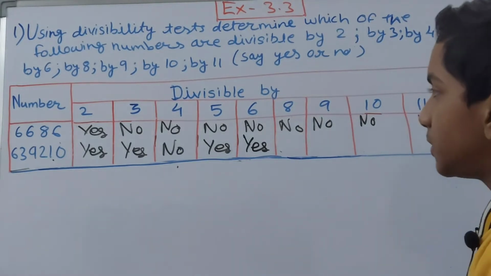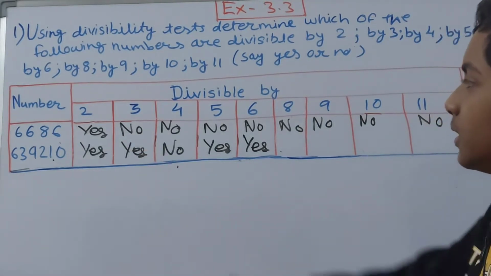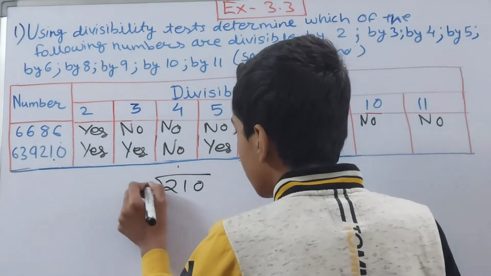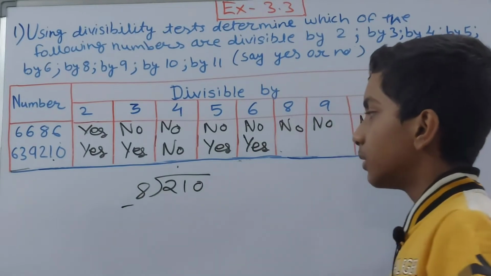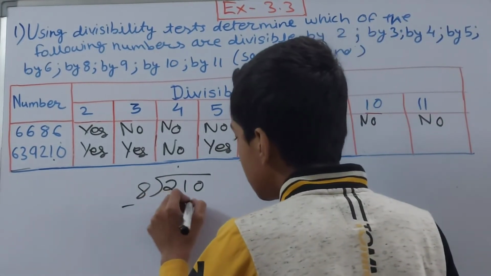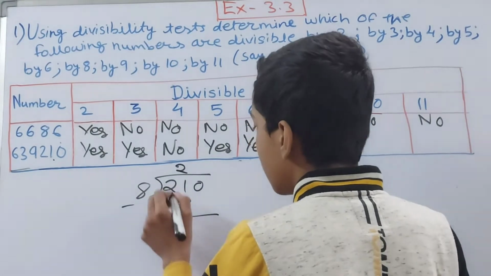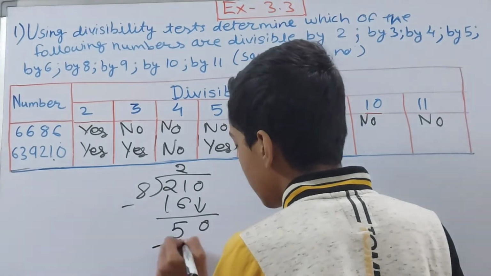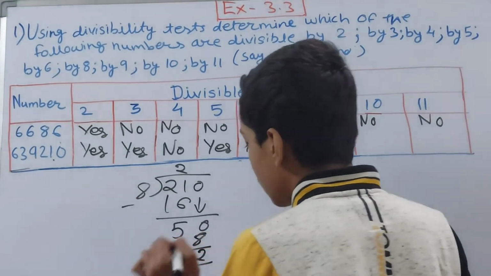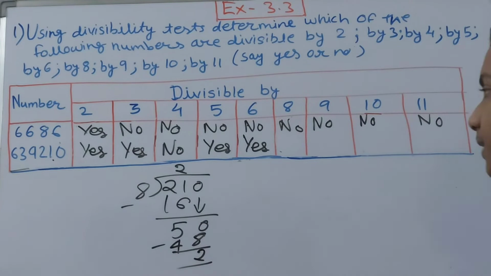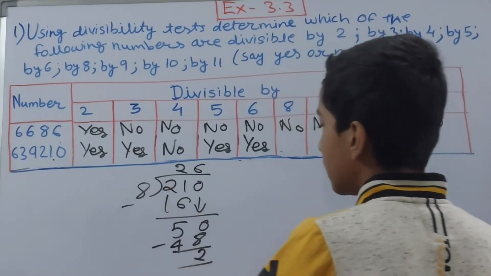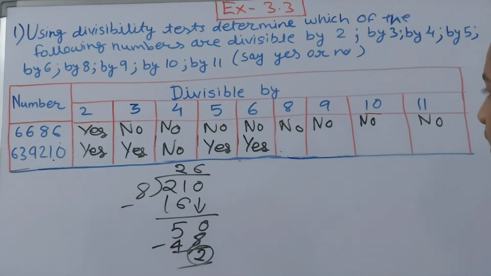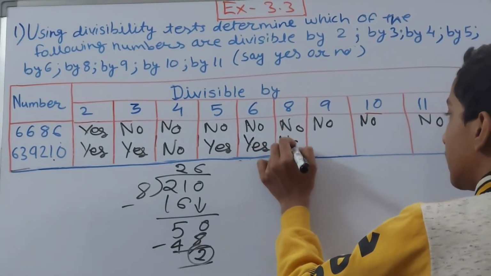Then you have 8, so check the last 3 digits here, that is 210. We will divide it now. So 21, we can take from this 16. 16 goes 2 times, right? We have 5 left and then bring this 5 down. So you take from this 48, you are left with 2. And 48 goes how many times? 6 times. So you are again having a number in the remainder. That means this number is not divisible by 8.